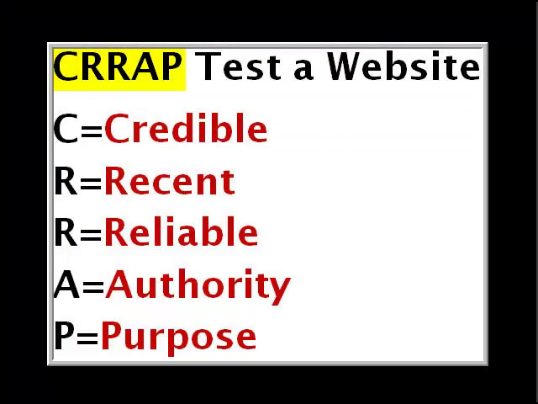Okay, here is an easy way to remember what to look for on a web page. CRAP. It stands for credible, recent, reliable, authority, and purpose. We will apply the CRAP test to one quality source and one that is not a quality source so you can see what to look for.